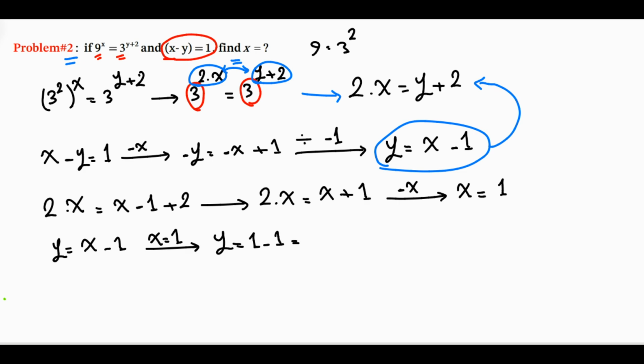Now let's check it in our original equation here. We have 9 to the power of 1 equals 3 to the power of 0 plus 2. Both sides equal 9. We're good, x equals 1.